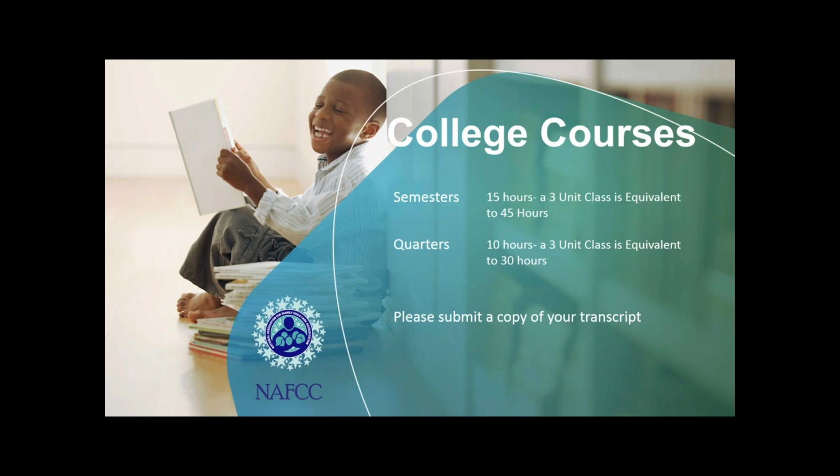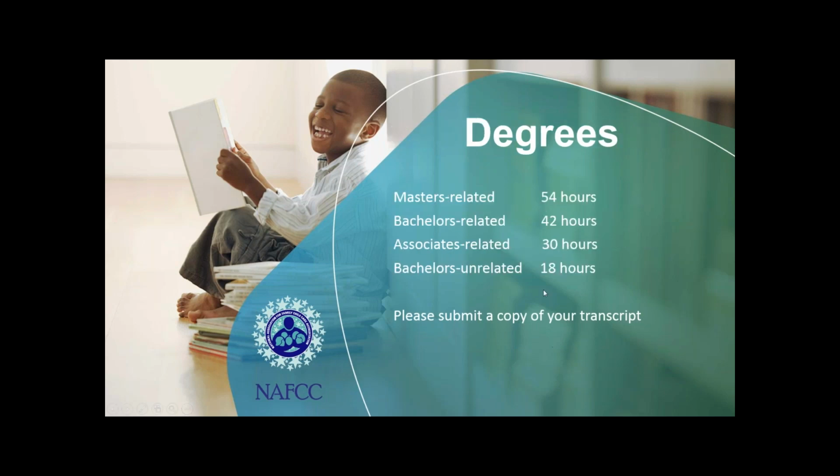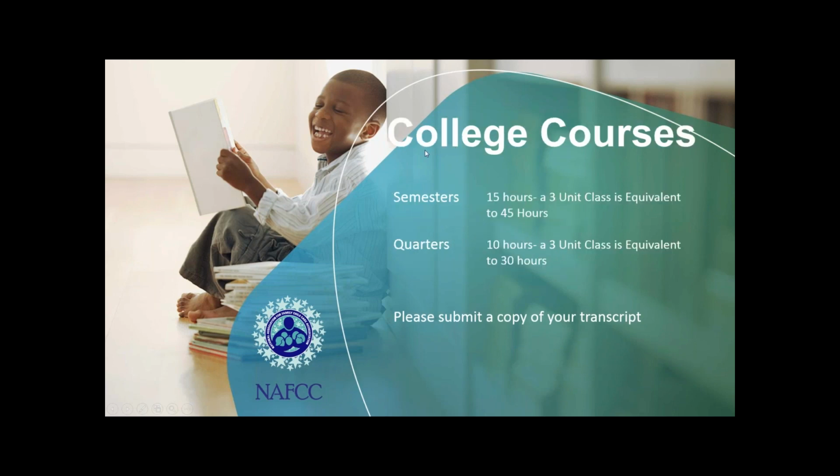Audrey asks, what if you took it 5 years ago? I have an AA in child development, so that means I have 30 hours. Yes, so like I said, with degrees, you can submit your degree and it's of an infinite life. So if you have an AA, an associate's related in child development, then that would be 30 hours. But for college courses, they do have to be no older than 3 years.